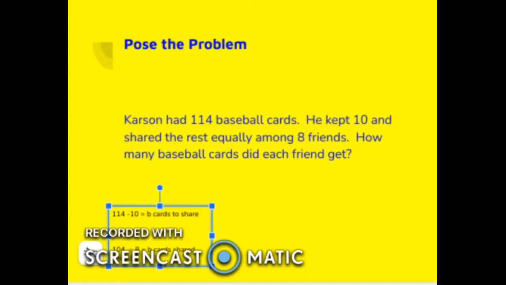I can start subtracting 8 from 104 until I have nothing left or something less than 8. Or I could draw 8 groups and start passing out that 104 cards and putting dots in there to show that. Or I can do an array where I know that there are 8 rows, and then I'm going to start filling those rows up until I have 104 altogether. So you can use those strategies to help you. Think about how that's going to be answered.